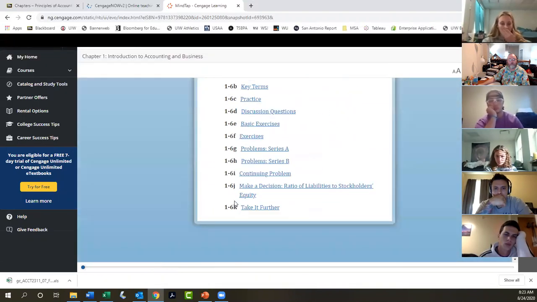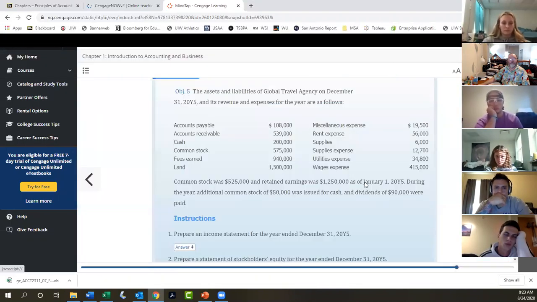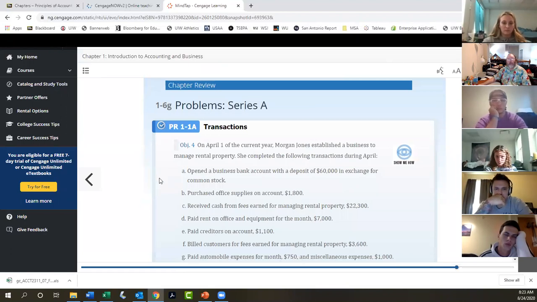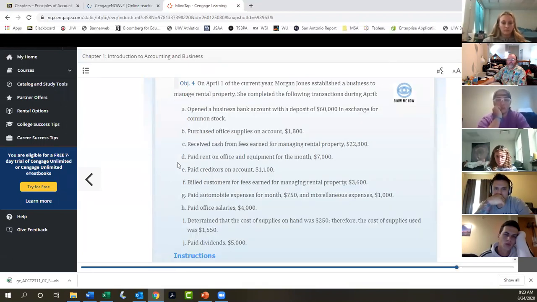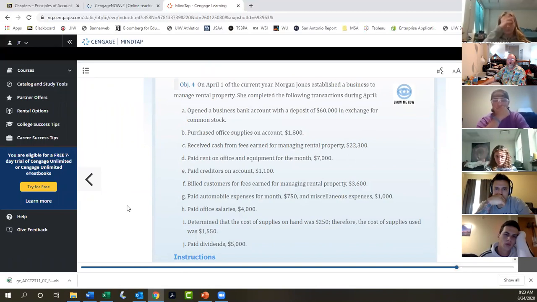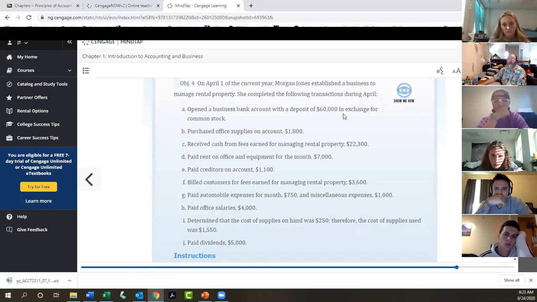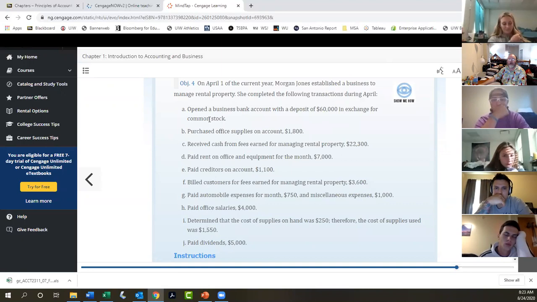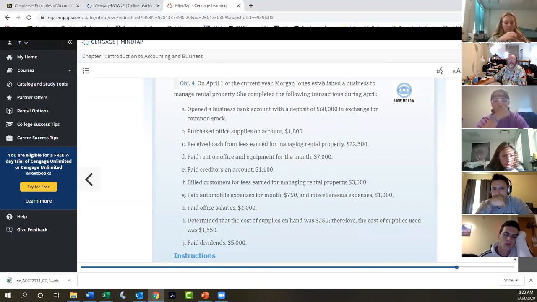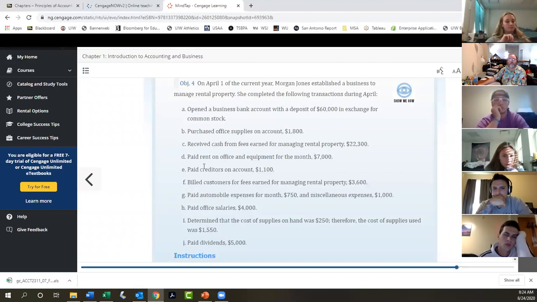Problems. So it's either analyzing transactions. So here's problem 1. You opened a business bank account with a deposit of $60,000. So that's a debit. That's an increase in cash and an increase in common stock. Then you bought office supplies on account, received cash for services, paid rent, and paid creditors.